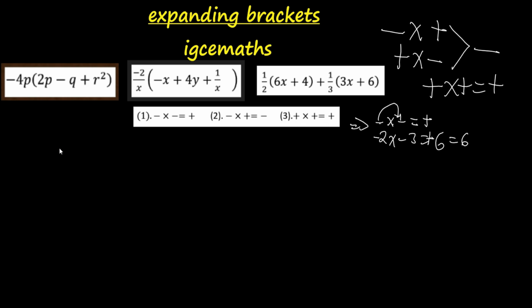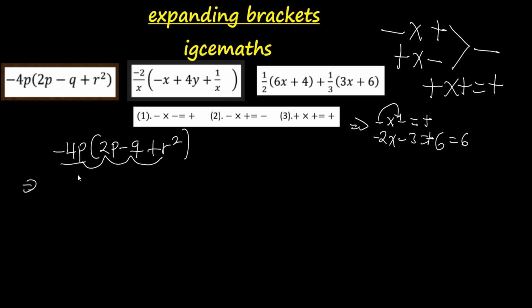Now the first question we have over here is negative 4p bracket open 2p minus q plus r squared. When we say we are expanding, it simply means we want to get rid of the bracket. This is how we expand it. The negative 4p outside here is affecting all the terms in the bracket. It's not only affecting the first term, which is 2p, but everything in the bracket. So we are going to take this negative 4p and use it to multiply the first term, the second term, and also the third term, whilst taking note of these rules.